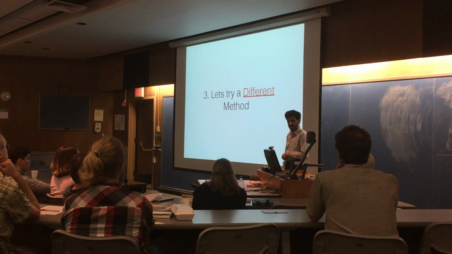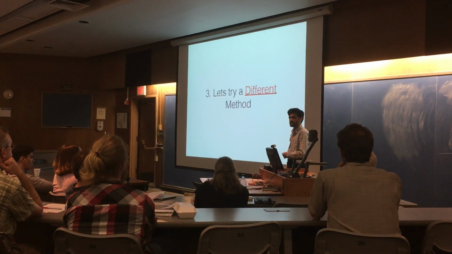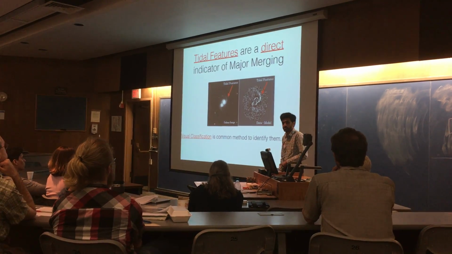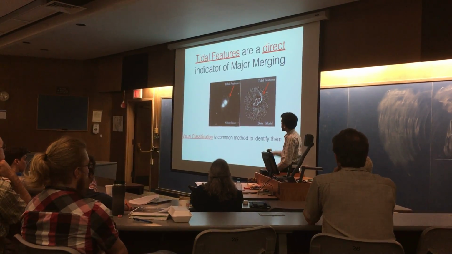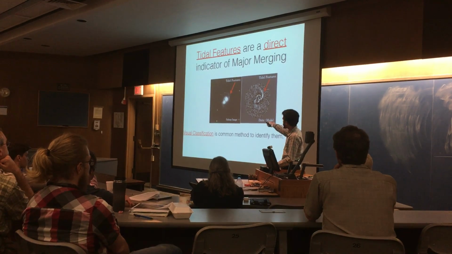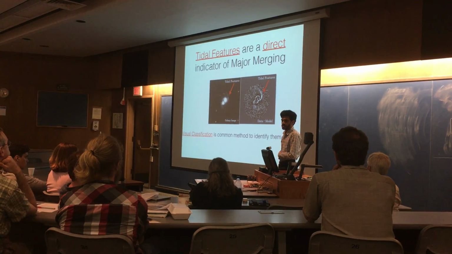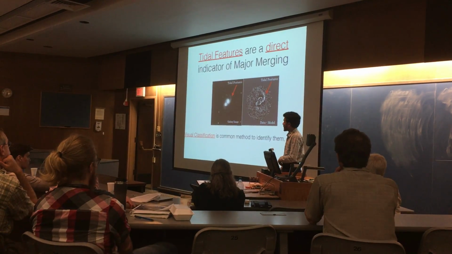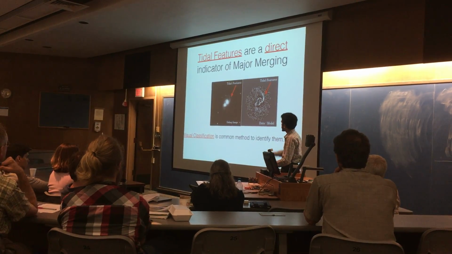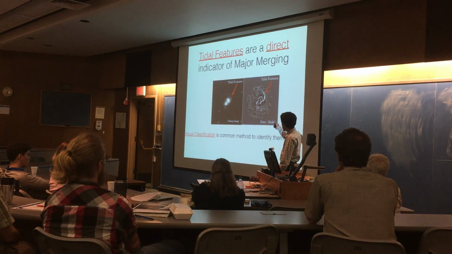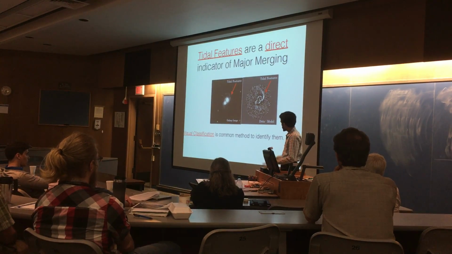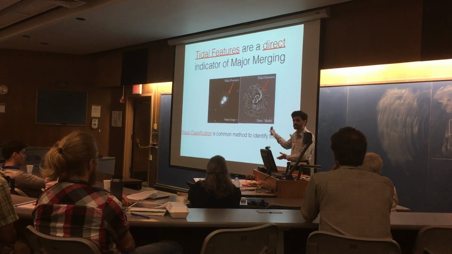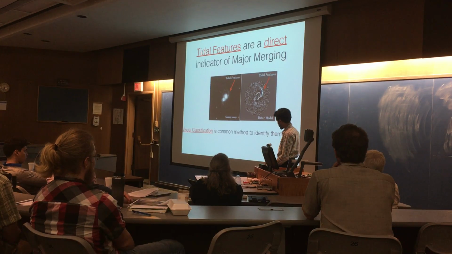Awesome. Let's try a different method now, because I don't want to bias myself to a single method. Another method is to use tidal features to identify galaxy mergers. Tidal features are more direct. You can look at them and just say, well, that's a merger. Now, which is a visual classification. So if I ask anyone in this room, without even showing anything, is this merging? You'll be like, yeah, that's merging, because I see a tidal feature. So visual classification is a straightforward method that is usually employed to pick out these tidal features.